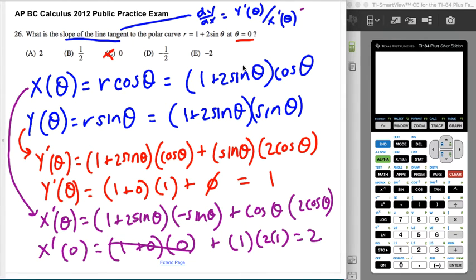So I'm going to get a numerator of 1, a denominator of 2, right? So I should get 1/2, which is B.